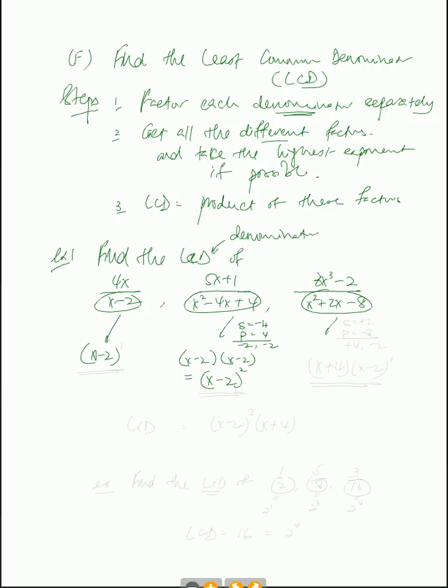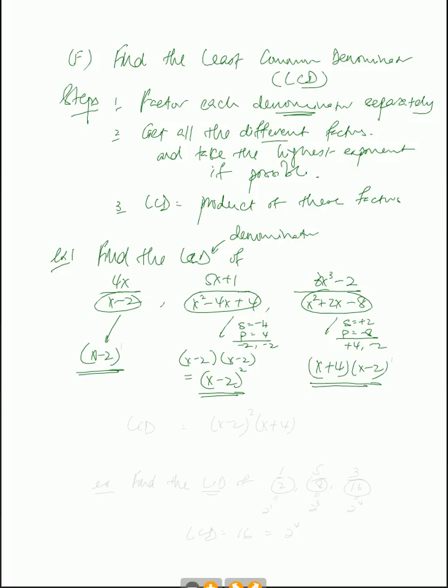Okay, so let's do the last one. The sum is a positive 2 and the product is a negative 8. Which two numbers will do the trick? Positive 4, negative 2. Okay, so let's try that. x plus 4, x minus 2. Okay, so what I have now is, instead of the denominators that were given to me originally, I now have x minus 2 squared, and x plus 4, x minus 2.